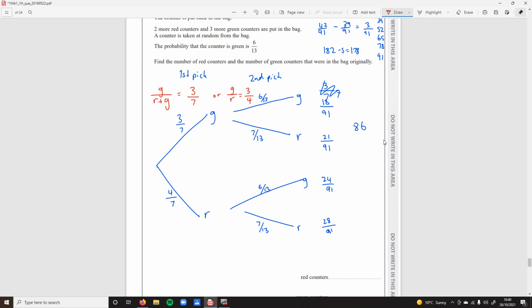Right, okay. For a process to find a second relationship between R and G, G plus 3, sorry, I'm going to have to work over my working because I've got a lot of working here, over R plus 2 plus G plus 3 equals 6/13. Okay. Or G plus 3 over R plus 2 equals 6/7. And then you solve, I suppose.